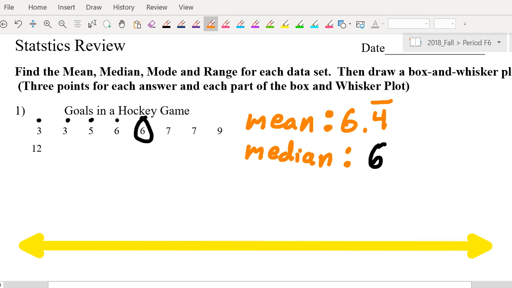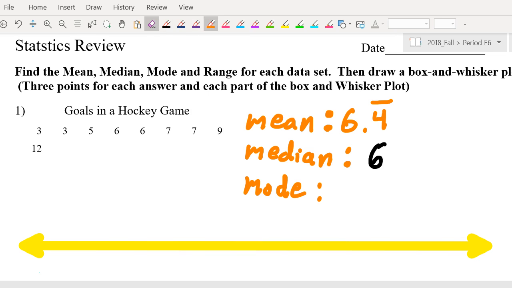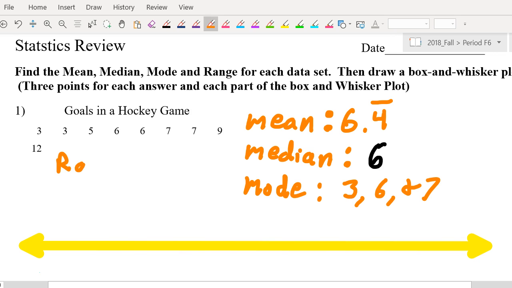Mean, median, mode. Okay, what does mode mean? The number that occurs the most. So 3, 6, and 7. Can there be 3 modes? Yes. So 3, 6, and 7. Okay, now what about the range? It's 9. It's the greatest number minus the smallest. 12 minus 3 is 9.